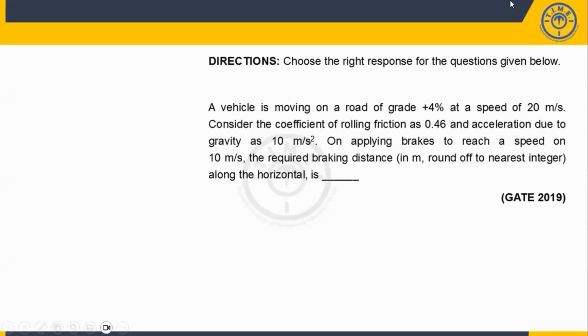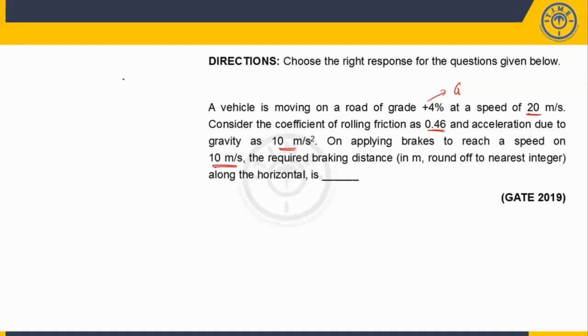Now, let's do this. A vehicle is moving on a road of grade 4% and speed 20 meter per second. Gradient is given, speed is given, coefficient of friction is given, acceleration due to gravity is given. On applying brake, to reach a speed of 10 meter per second, what is the required braking distance? Already we have solved such kind of question. Can you do this?